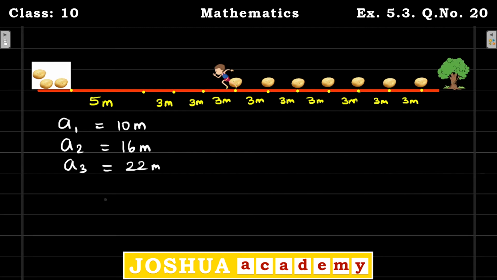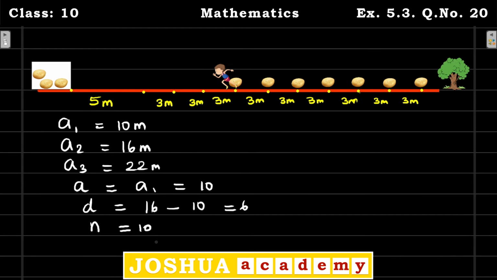So from this I can come to a conclusion: the starting value of this process is a1, that is equal to 10. Now I am going to find d. What is d? The difference between the second term and the first term. What is the second term here? 16. What is the first term? 10. So therefore 6. And they said 10 potatoes are on the track, so in this case n equals 10.